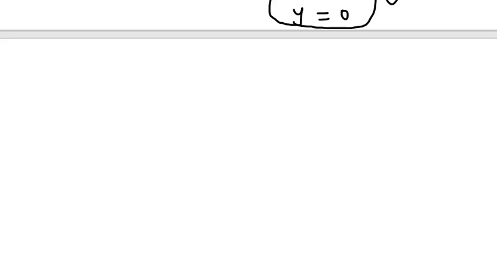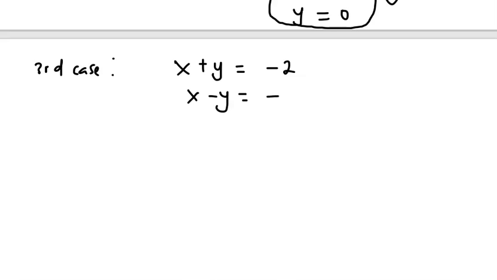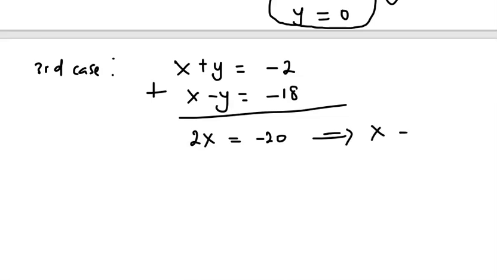Okay, so our third case, or case 3, where we have x plus y equals negative 2, right? Because negative 2 is greater than negative 18. Then x minus y is equal to negative 18. So adding, 2x is equal to negative 20. Then divide both sides by 2, we get x is equal to negative 10.